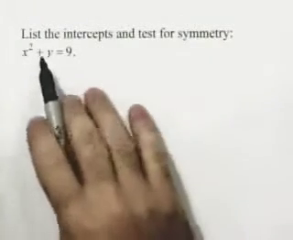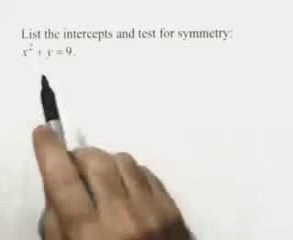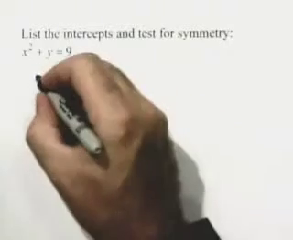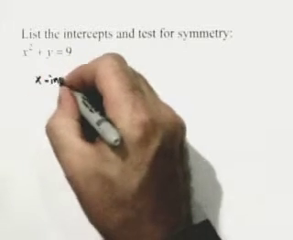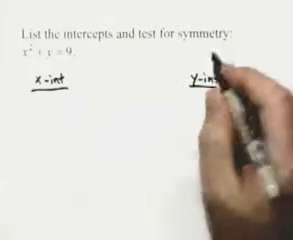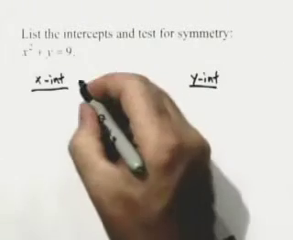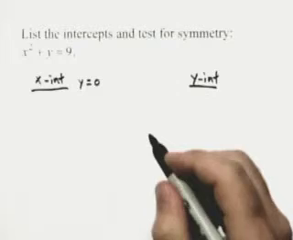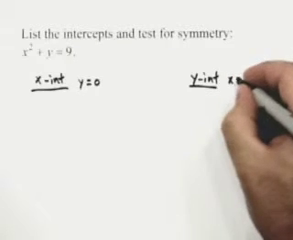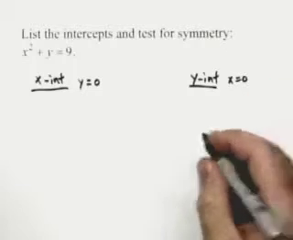In this problem, we're going to find the intercepts for the graph of an equation and then test the equation for symmetry. We want to list the intercepts and test for symmetry the equation x squared plus y equals 9. The two types of intercepts that we'll look for will be the x-intercepts and y-intercepts. To find x-intercepts, we'll set y equal to 0 and solve for x. To find y-intercepts, we'll set x equal to 0 and solve for y.